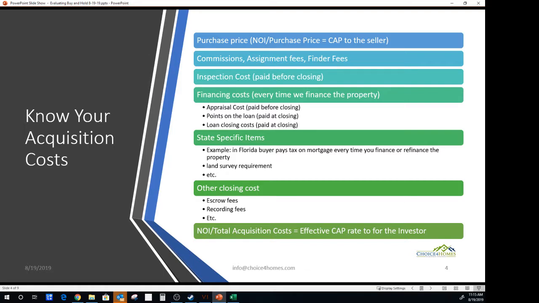Now, why is that important? Because we are trying to understand the cap rate. What is a cap rate? It's net operating income divided by purchase price, or you could divide it by total acquisition costs, and we'll talk about it in a second. That will give you a percent number, which is called the cap rate, which we will use to evaluate whether the property is a true cash flow property or not.